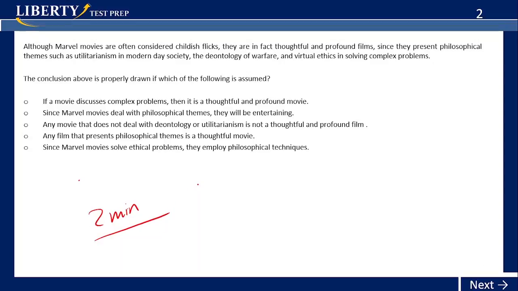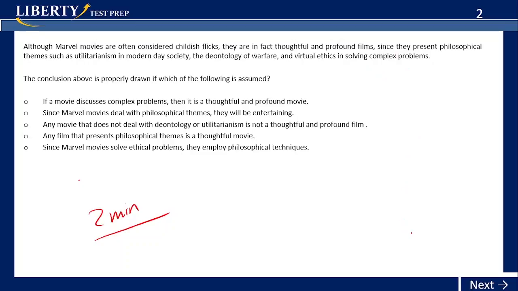Okay, so here we have this argument. Let's read it together. Although Marvel movies are often considered childish flicks, they are in fact thoughtful and profound films, since they present philosophical themes such as utilitarianism in modern-day society, the deontology of warfare, and virtue ethics in solving complex problems.